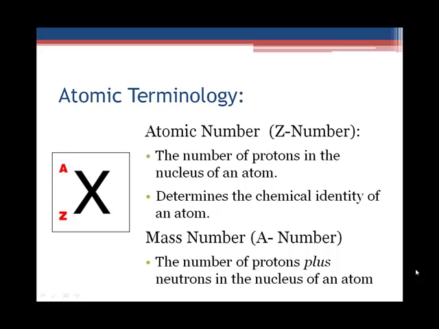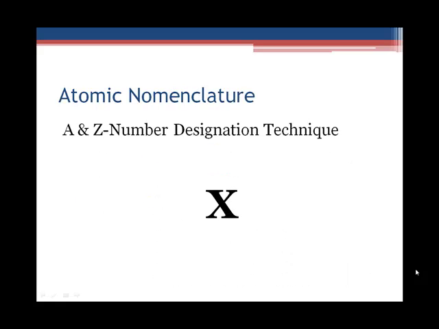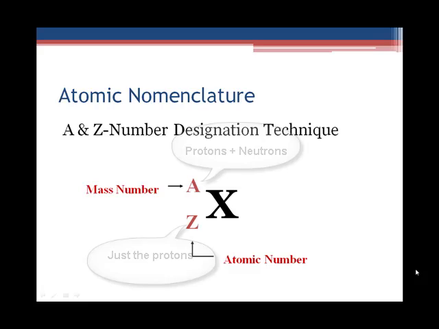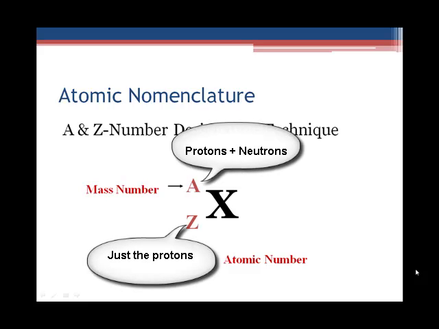The atomic number, Z, represents the number of protons in the nucleus of an atom and determines the chemical identity of an atom. The mass number, A, represents the number of protons plus neutrons in the nucleus of an atom. This demonstrates how the A and Z numbers are typically written with X representing the element.